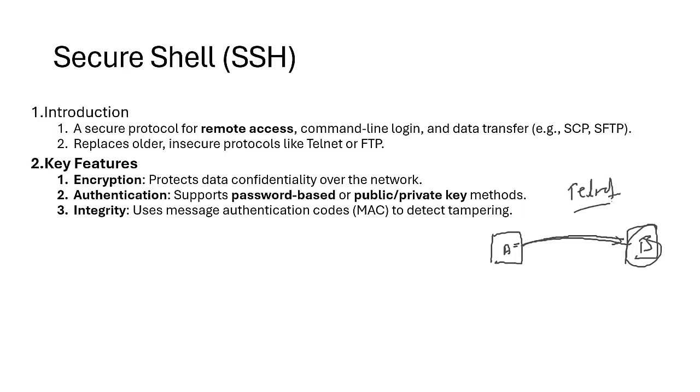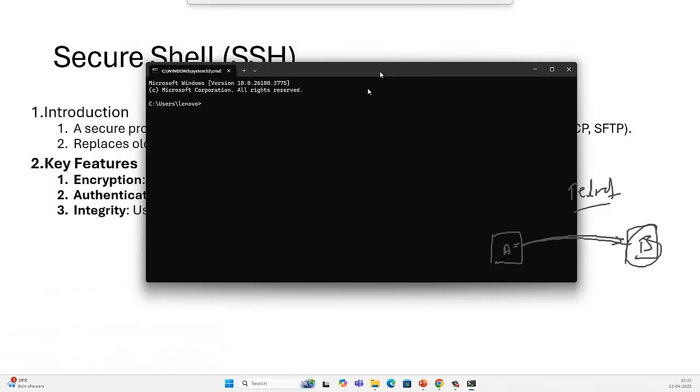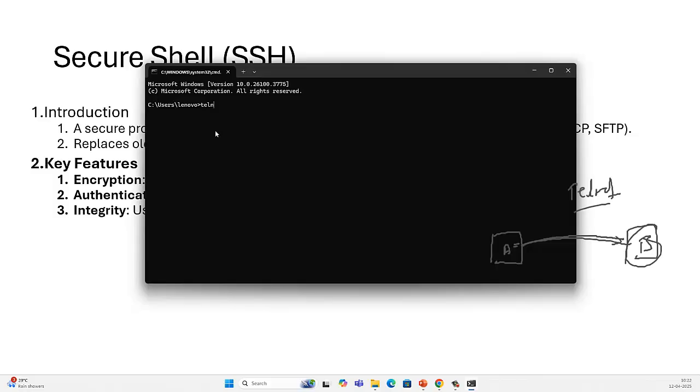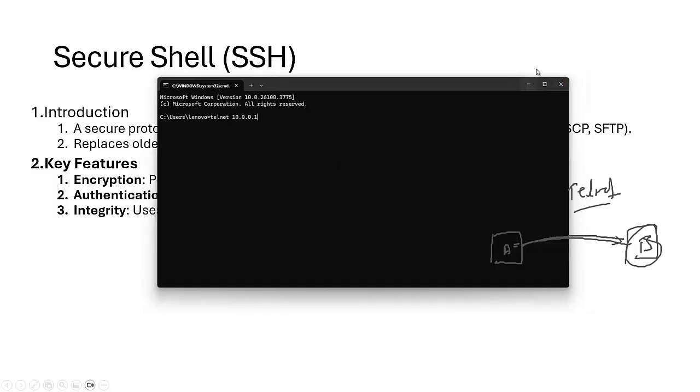If I go to the CMD, let me show you that. I will type telnet. I'm just giving an example, and the destination IP address, for example 10.0.0.1. Okay. So if I press enter, I will get a command interpreter of the 10.0.0.1 system.